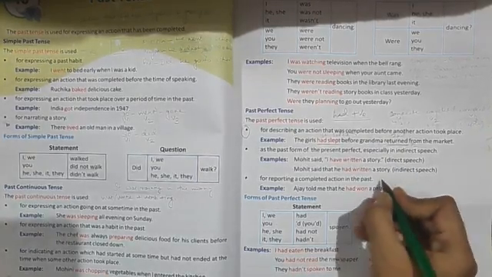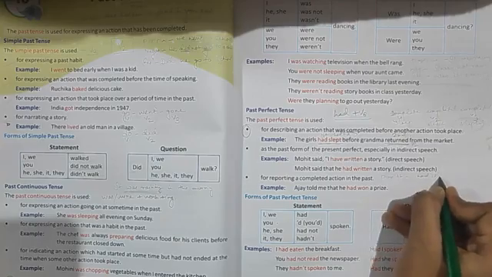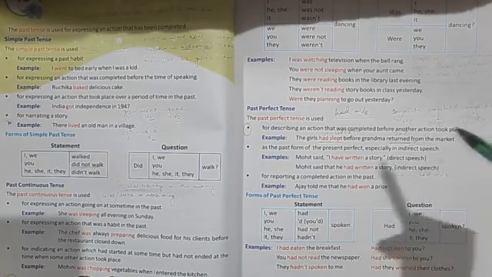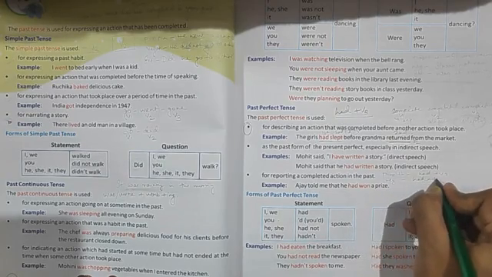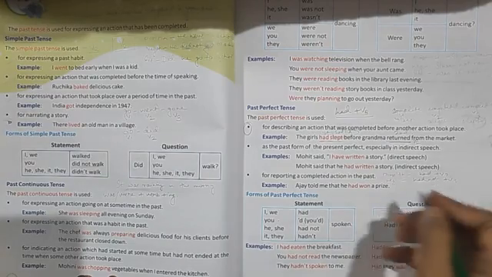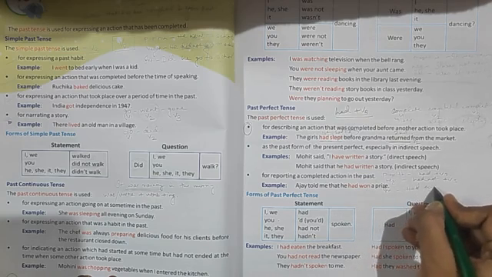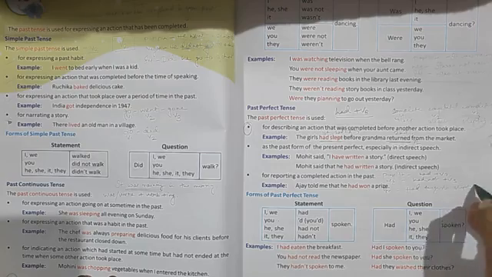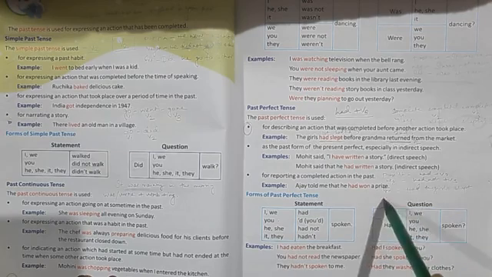If it is your positive sentence, it will be had plus V3. For example, the girls had slept before grandma returned from the market. If it is negative, then had not plus V3. And if it is interrogative, had the girls slept before grandma returned? Question mark. Okay. So this is the format of your past perfect tense.